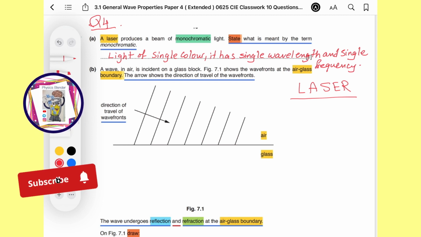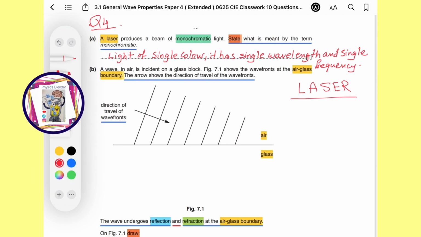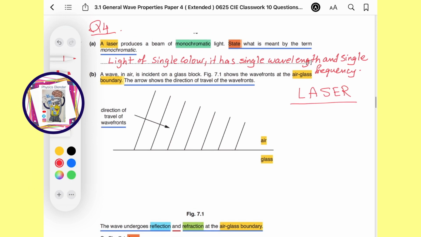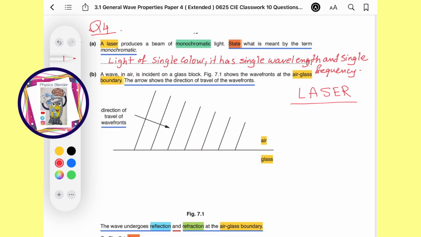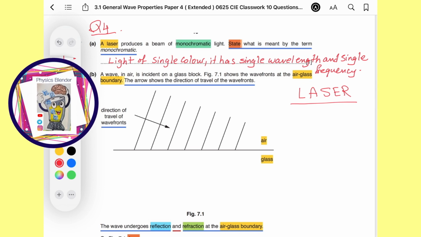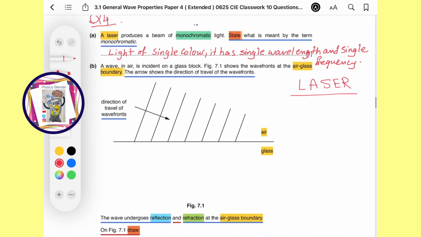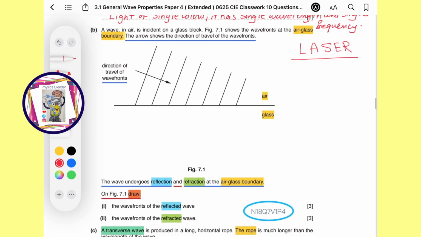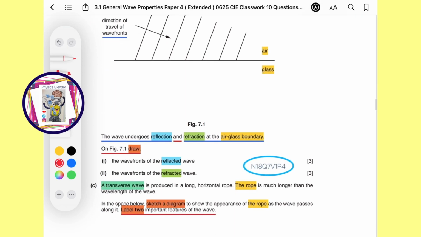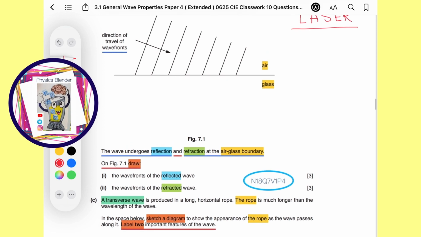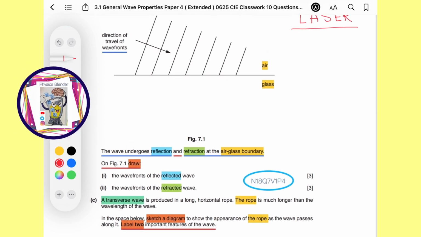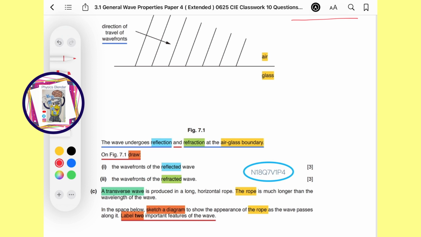Okay, now we have a wave in air incident on a glass block, showing wavefronts in the boundary between air and glass. What happens here? The wave undergoes reflection and refraction at the air glass boundary. Draw the wavefronts of the reflected wave and the refracted waves.